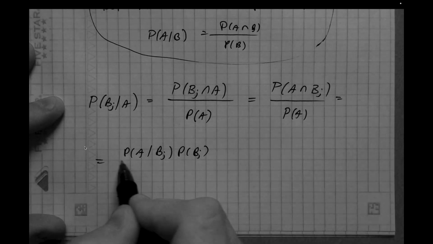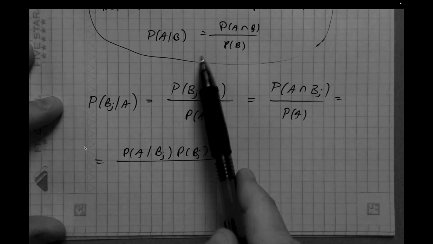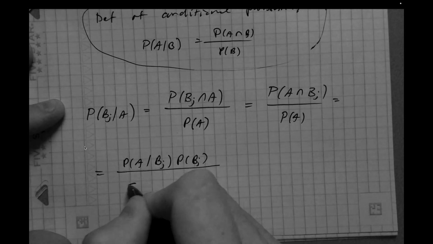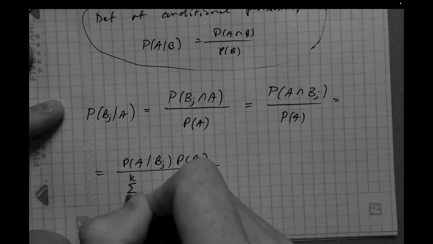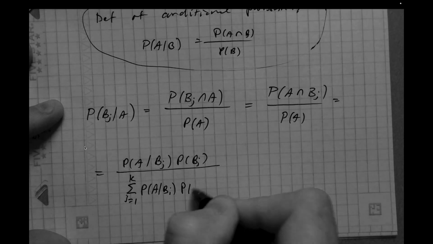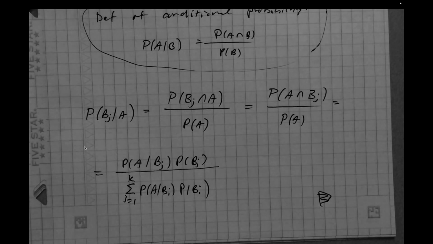So that's the numerator. Now what is the probability of A? Well, it's the law of total probability. That's just equal to the sum from i equals 1 up to K of the probability of A given Bi times the probability of Bi. So that's just the way it works. You take the law of total probability and the definition of conditional probability, slam the two together, and you get Bayes' rule. That's Bayes' rule.